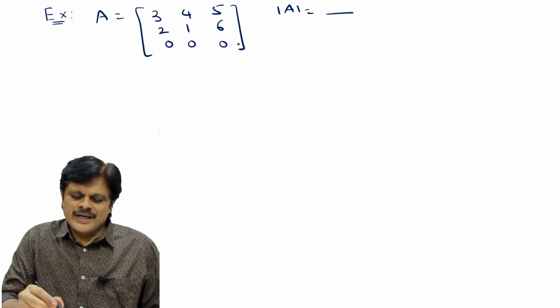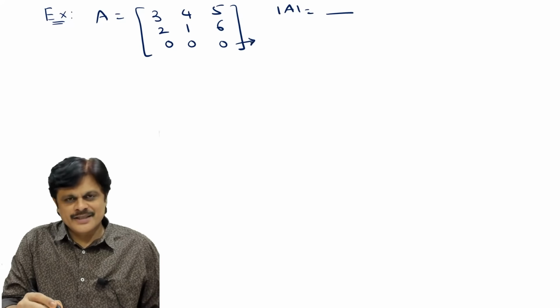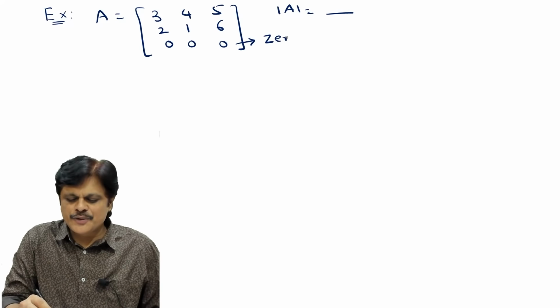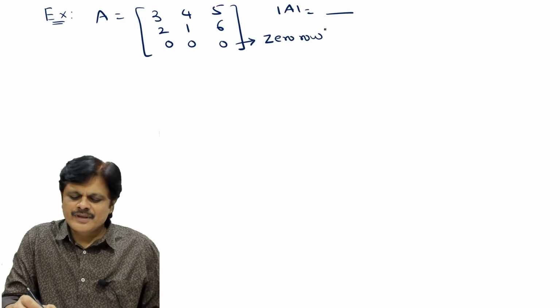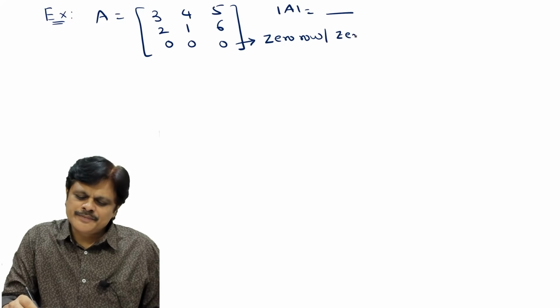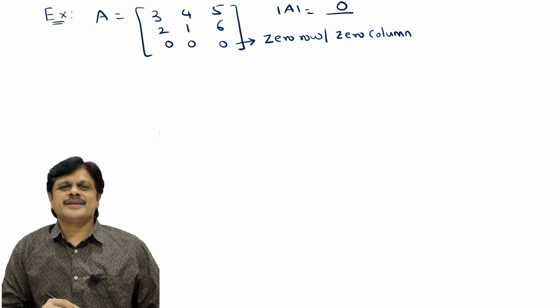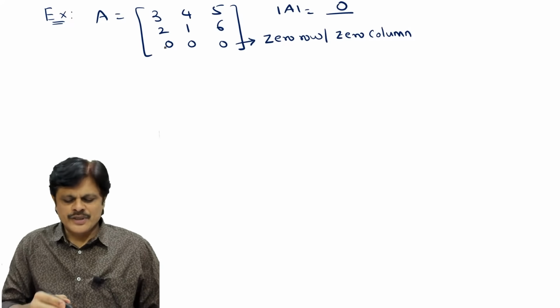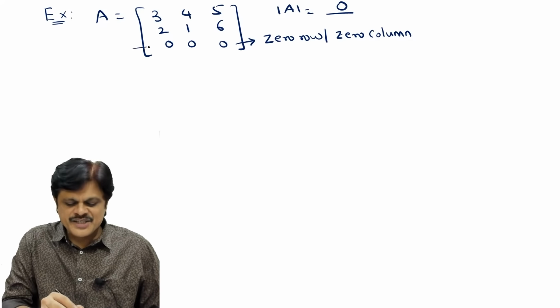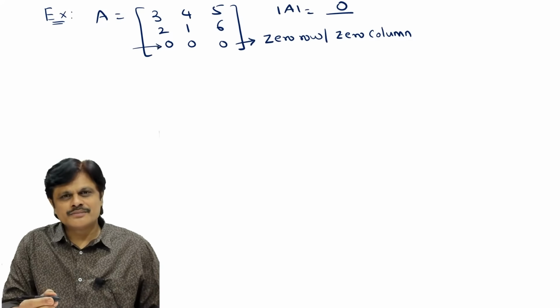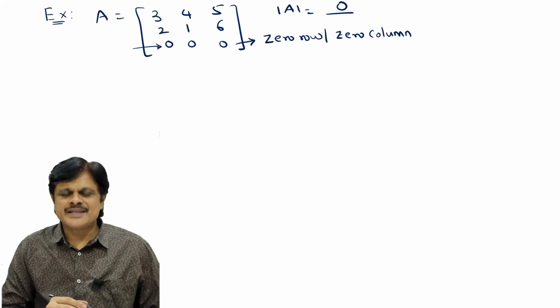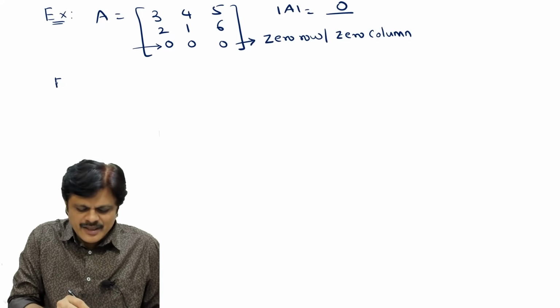So the answer, I know that many of you know the answer. Whenever you find a 0 row, 0 column, the determinant of the matrix is 0. So you can simply do the Laplace expansion along this row, then the determinant would be 0. Next example.